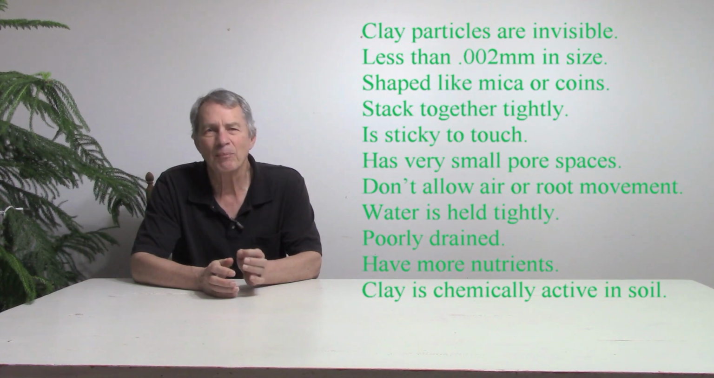Clay particles are invisible even with most microscopes. The particles are less than 0.002 millimeters in size. They're shaped somewhat like mica or coins. When compacted, they can stack together tightly. Clay is sticky to touch and has very small pore spaces that don't allow air or root movement. Water is held tightly to the clay particles. Clay soils are more likely to be poorly drained, but to have more nutrients. Clay is chemically active in soil. Clay is used in a wide variety of products, such as bricks, makeup, medicines, and pottery.